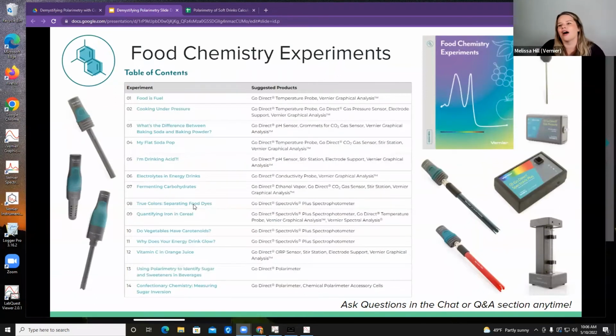Okay, so the food chemistry, we have a book called Food Chemistry Experiments. They don't all involve the polarimeter, don't worry. They also involve temperature probes, pH probes. So odds are you have something that you can do, something from our food chemistry experiments book.